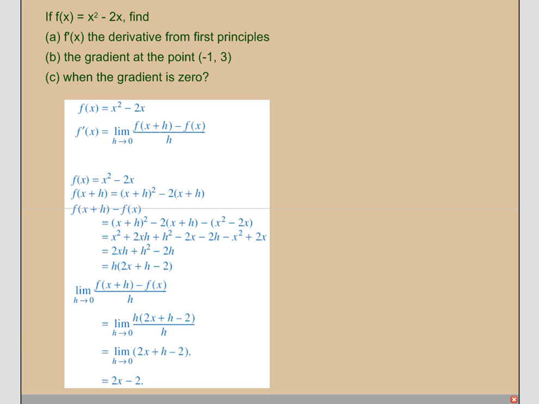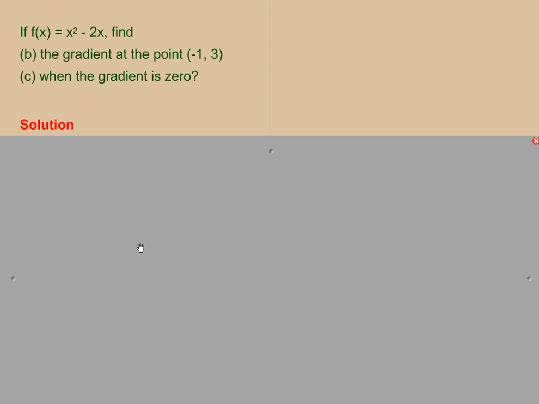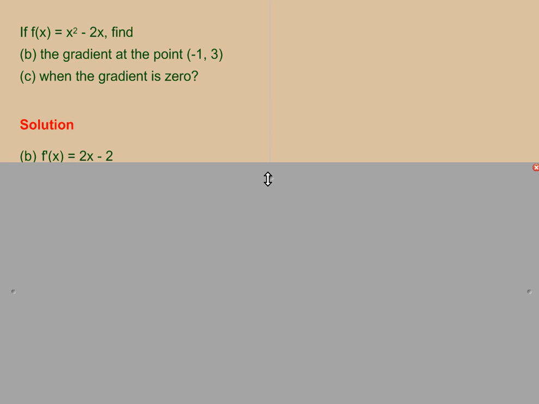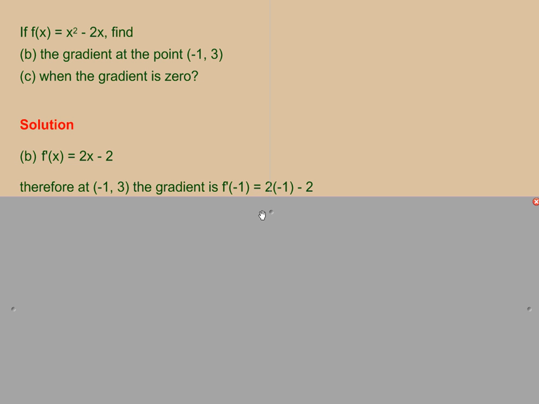Now, to answer the second question, we want to know what the gradient is at the point negative 1, 3. Now we know what the gradient function is, so all we have to do is simply substitute in the value of x equal to negative 1, and we see that the gradient is negative 4.